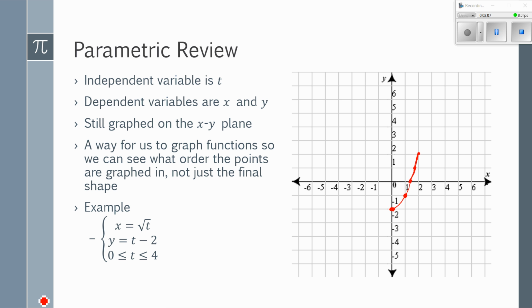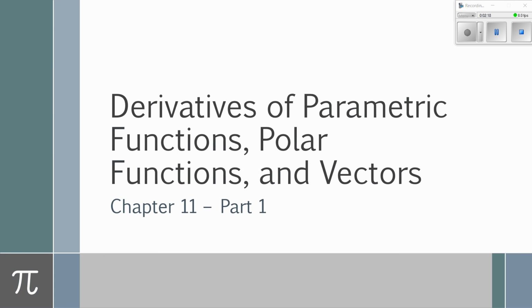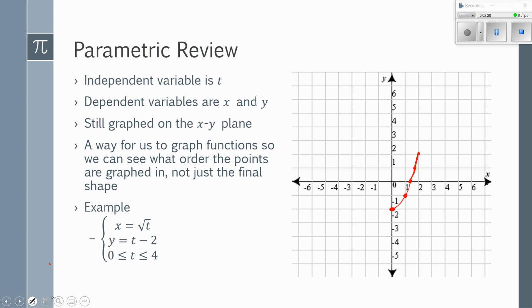What makes this really nice is it's not just about what shape I get, but it also tells me, whoops, sorry about that. It also tells me the order I'm graphing in. So it's saying when the shape is drawn, it starts down here and goes this way. So it's one of the reasons you'll see parametrics get used in motion a lot.